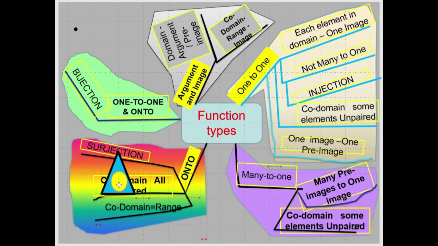Onto, also called surjection. Codomain all elements paired. Codomain equal to range. 1 to 1 and onto is bijection. Argument and images. You know very well, domain contains arguments or pre-images. Codomain contains images, also it contains range.